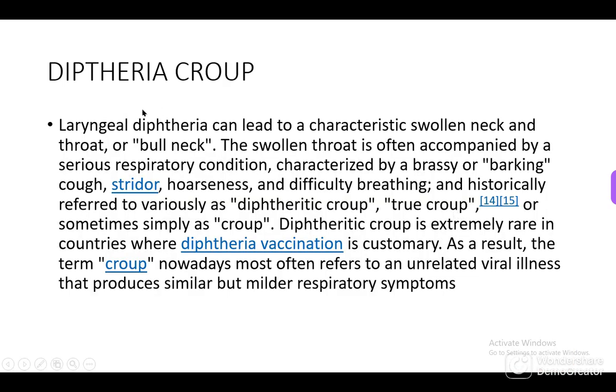Now, croup is very important. This disease is famous for its croup, stridor. Laryngeal diphtheria can lead to a swollen neck and throat, a bull neck, because of the very large lymph nodes. The swollen throat is often accompanied by a serious respiratory condition characterized by a brassy cough, because the epiglottis is involved. The coughing is like a barking cough, and a whoop. I already said the barking type of cough, just like the bark of a dog, and stridor means croup.